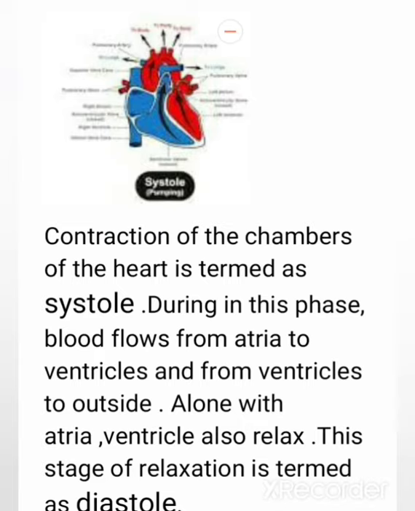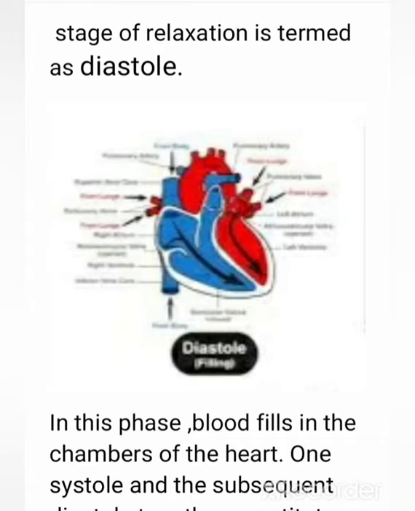Contraction of the chambers of the heart is termed systole. During this phase, blood flows from the atria to the ventricles and from the ventricles to the outside. Along with the atria, the ventricles also relax. This stage of relaxation is termed diastole.